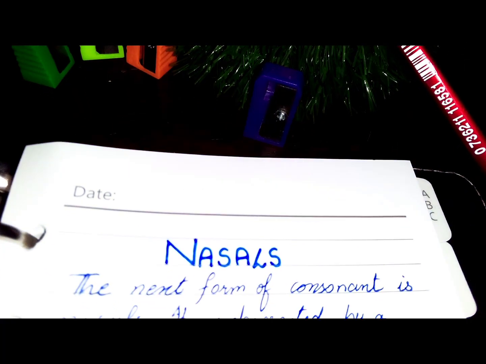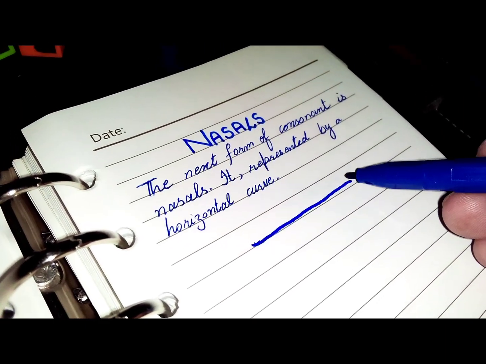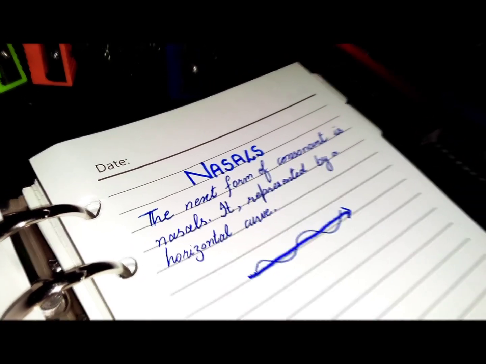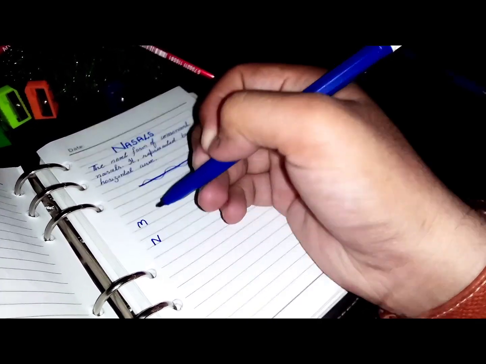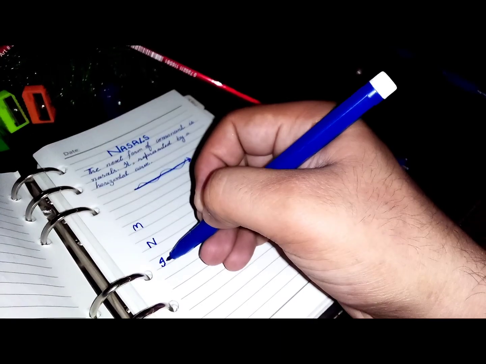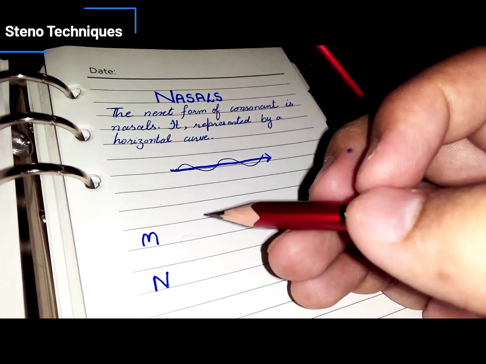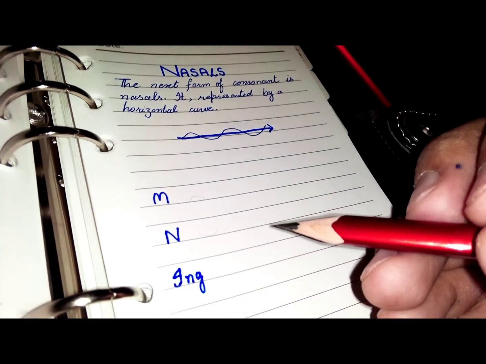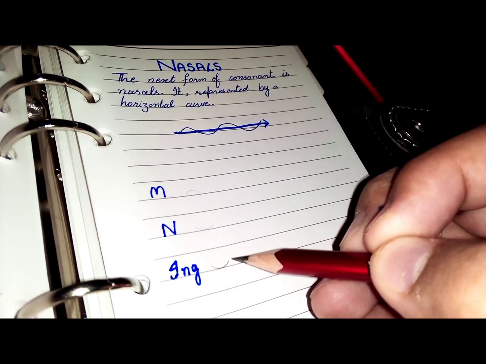Then the next form of consonant is nasals. It, represented by a horizontal curve, is produced by closing the successive barriers in the mouth against the outgoing airstream, so that it has to escape through the nose. And these strokes write in this way. M, N, Eng. We write these strokes with patience. M, N, Eng. While practicing, speaking and listening must be important.